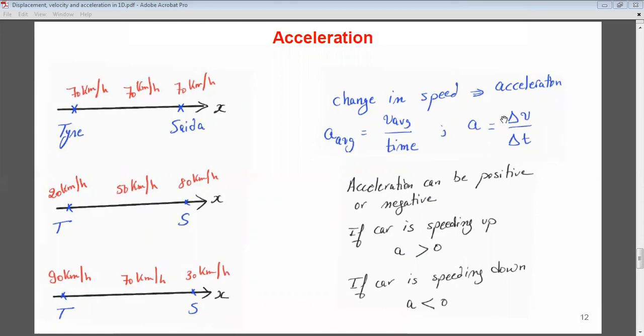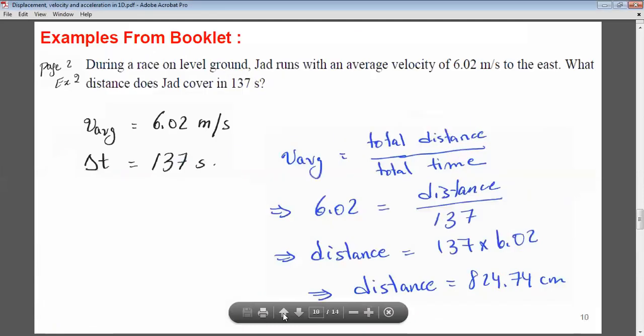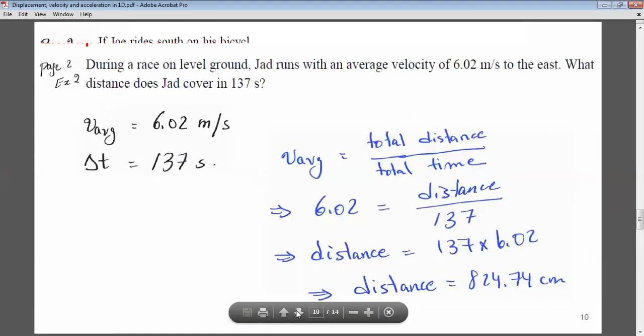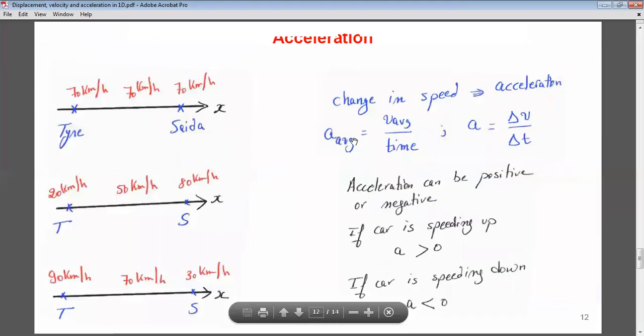And just like V average and V, there is A average and A. A average is delta V average over time, and A is delta V over delta T. This is similar to what we saw previously. V average is total distance over total time. V is delta X over delta T. When it comes to acceleration, A average is V average over time. Acceleration is delta V over delta T. Acceleration can be positive or negative. If the car is speeding up, acceleration is positive, just like in this example.